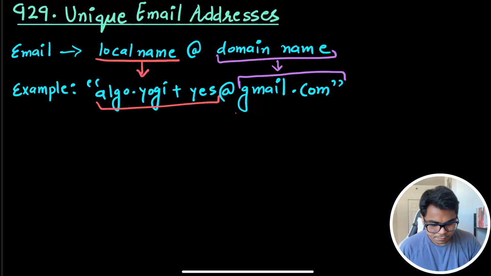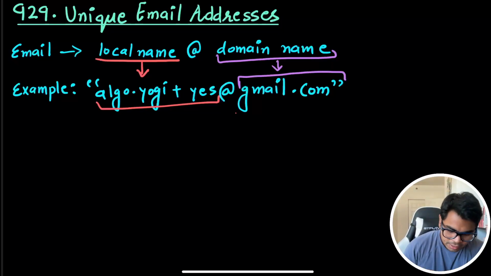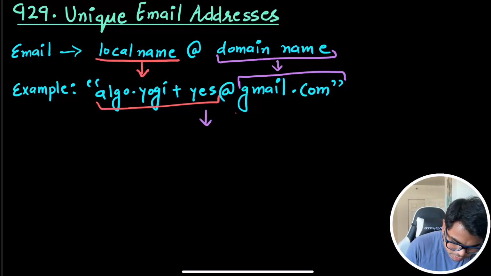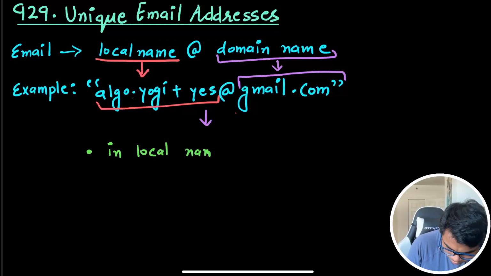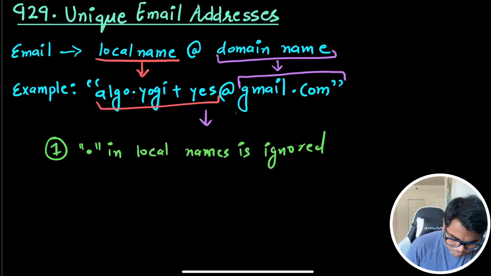Now we will be given an array of email addresses, and the problem is saying that a lot of email addresses are the same because there are certain rules around email addresses. Let's say this email could be simplified. One of the rules is that a period in the local name is ignored. That's rule number one.